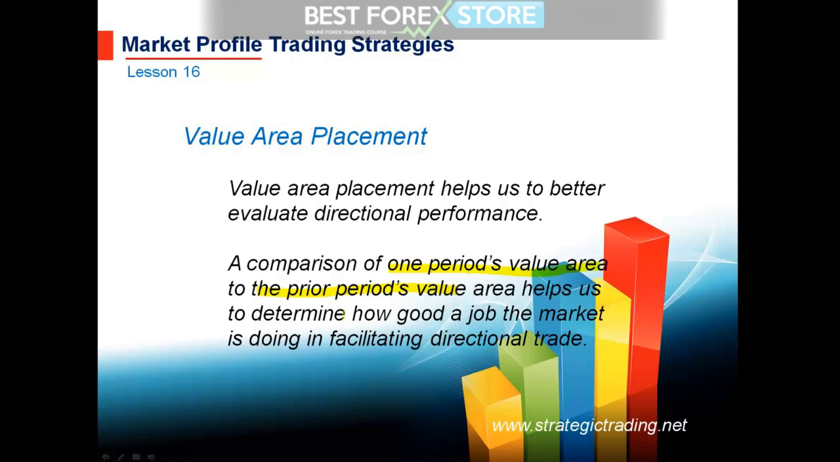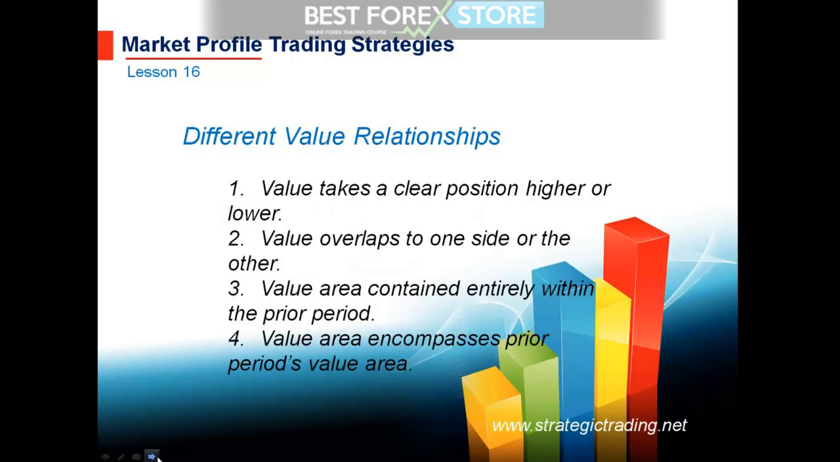And it helps us answer the question, how good a job is the market doing in facilitating trade in the direction of a move? So we say then that value area placement helps us evaluate directional performance. So we've established, or now we know, that we can identify where the market wants to go, and to be able to answer the next question, how well is the market doing this, we need to begin to take a look at volume and value area placement. And let's take a look at how we actually do this.